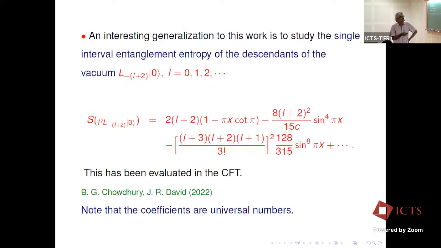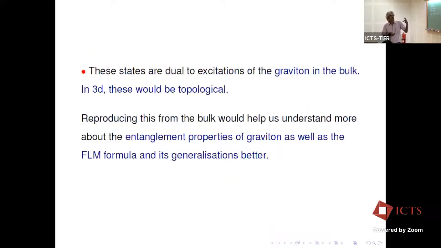So maybe I'll just leave you with a question. One of the interesting generalizations is to study the entanglement entropy of descendants of the vacuum. And here is a formula for that, for instance. This is the usual term many people are familiar with, and it gets corrected to this. And these are universal constants, all universal numbers. It will be good if one can set up a similar calculation for this, because these are universal, and because the graviton is topological in 3D, it will help to understand the graviton as well as this formula better. I'll end with this.